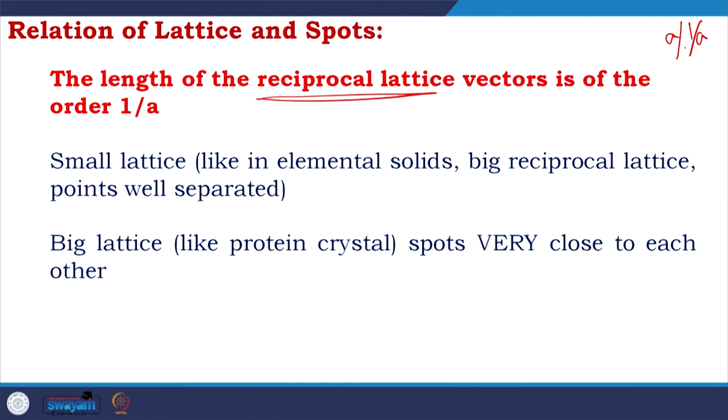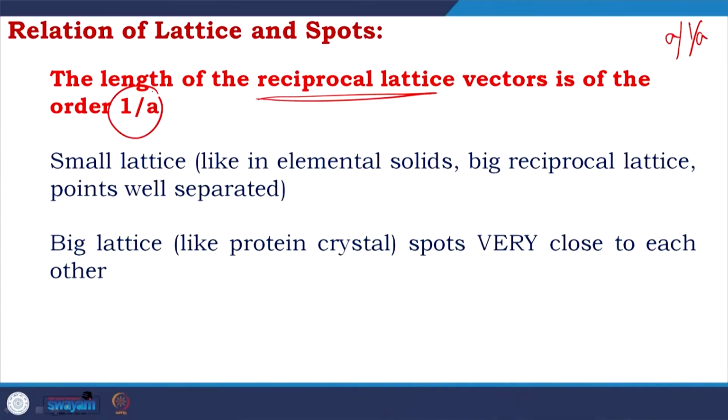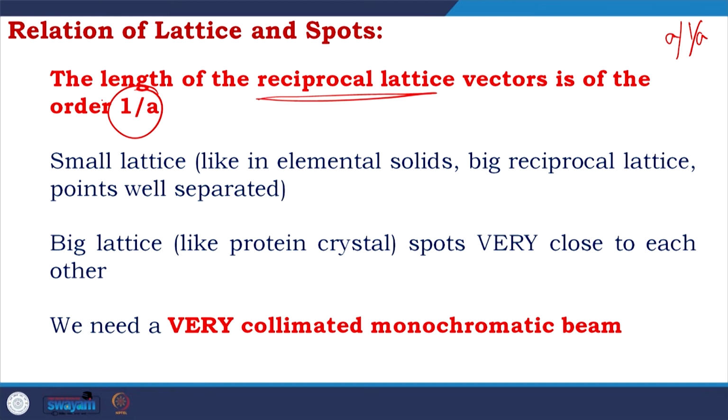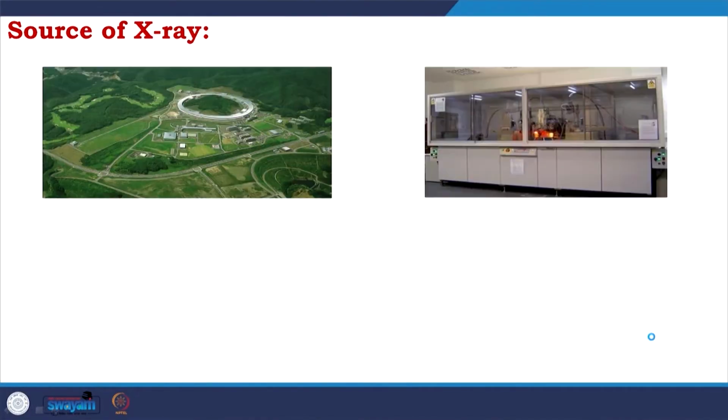The bigger the lattice, the smaller the spot spacing, because this is inversely proportional. So, for protein crystals, there are big lattices, so the spots are closer. And because they are closer, they should not be mixed up. So, the beam should be a very collimated monochromatic beam. And you remember, I talked about this yesterday in the previous class, about collimated monochromatic beams.